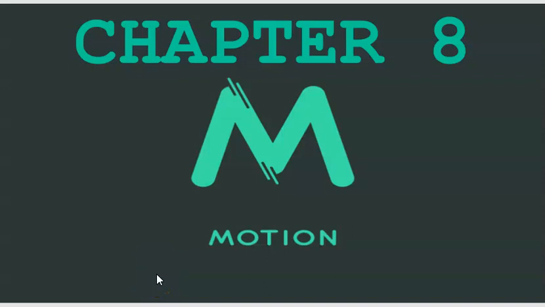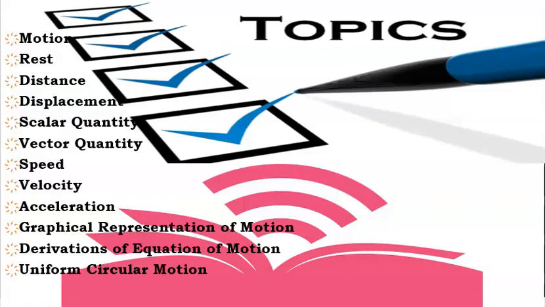Hello children, in this video we are going to see the 8th chapter in CBSE class 9 science. The topics in this chapter, motion, are regarding motion, rest, distance, displacement, scalar quantity, vector quantity, speed, velocity, acceleration, graphical representation of motion, and the derivations of equations of motion and uniform circular motion. In this video, we'll be seeing the first few topics.